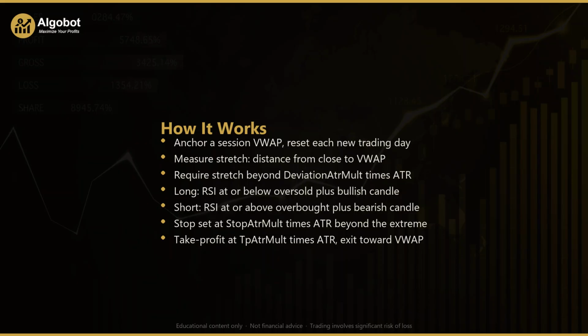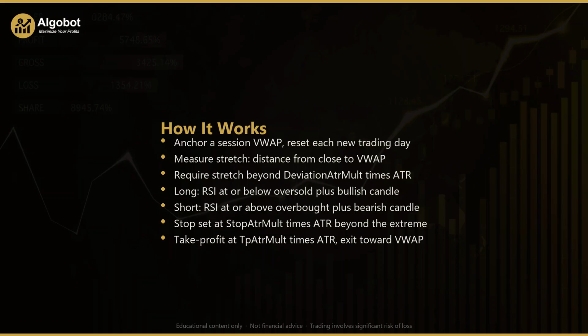Next come the warm-up guards. The EA needs enough closed bars to compute the RSI and the ATR reliably, and it also waits until a minimum number of bars into the session, 6 by default, so that VWAP has enough data behind it to be meaningful. Once those checks pass, the strategy measures the stretch, which is simply the distance from the closed bar's price to VWAP. It compares that stretch to a band, calculated as the deviation multiplier, defaulting to 1.6, multiplied by the current ATR. For a long setup, three things must align.